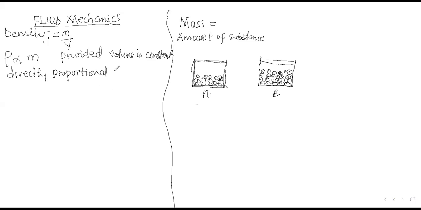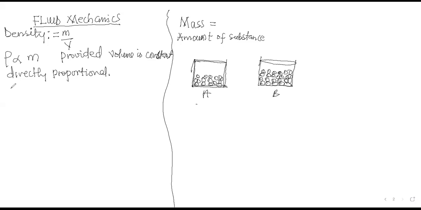When two quantities are directly proportional, it means that an increase in one results in an increase in the other, and a decrease in one also results in a decrease in the other. So density is directly proportional to mass, provided volume is constant, meaning when mass increases, density would also increase, and when mass decreases, density would also decrease.